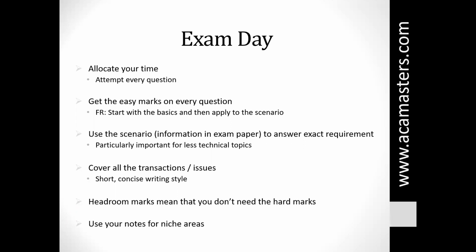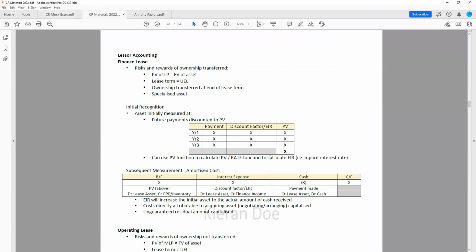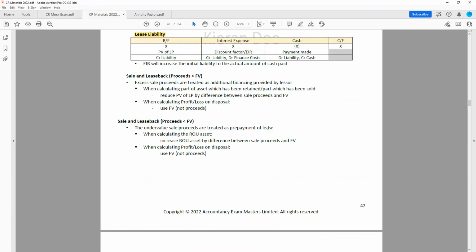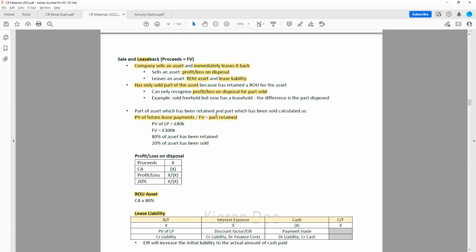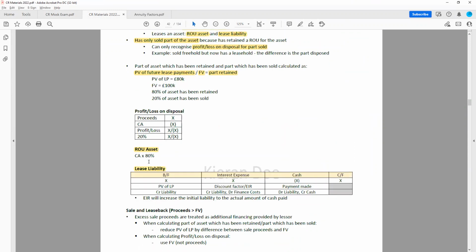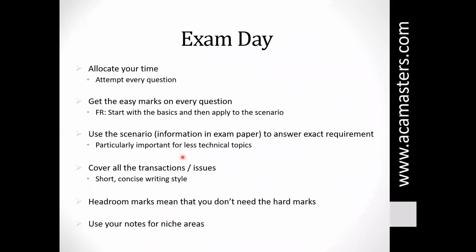And I suggest that you use your notes for niche areas. Of course, you might go into the exam thinking, right, it's open book, I'm just going to look up everything in the exam. It's so time pressured, you haven't got time to do that. So I suggest be very selective about what you're going to look up. Even before the exam, probably go in already having decided in your mind what you're going to look up. So for example, sale and leaseback, maybe you're going to look that up, particularly if the proceeds aren't at fair value, because that's a very technical niche area. Maybe share-based payments where there's a choice of settlement, that would be another area that I would look up in the exam, just as a quick reminder on that.